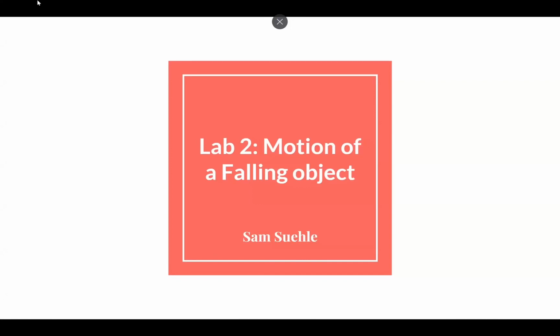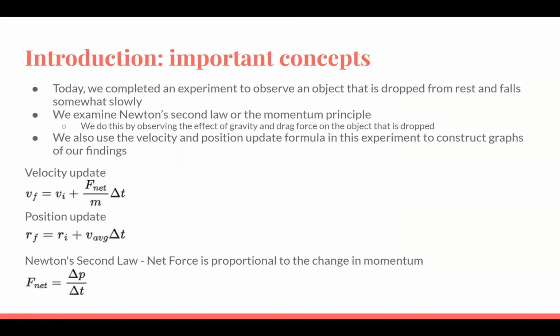Everyone, welcome to Physics 1, Lab 2, Motion of a Falling Object. Today, we completed an experiment to observe an object that is dropped from rest and falls somewhat slowly. We examined Newton's second law, or the momentum principle. We do this by observing the effect of gravity and drag force on the object that is dropped. We also use velocity and position update formulas in this experiment to construct our graphs of our findings.